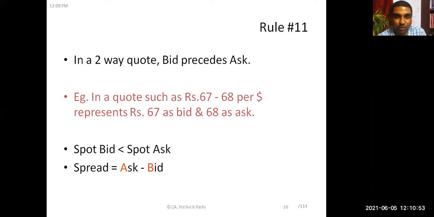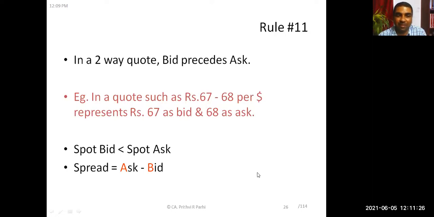This rule also you already know. In a two-way quote, that means when bid and ask are there. One-way quote means only one rate will be there, but in a two-way quote, bid precedes ask. We have already seen that. For the example I gave you, 75, 76, bid precedes ask. First quote is always bid, second quote is always ask. So if I say 67, 68, then 67 is the bid and 68 is the ask.